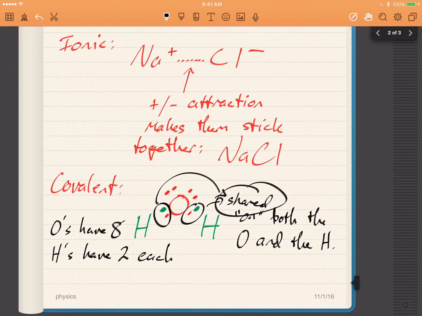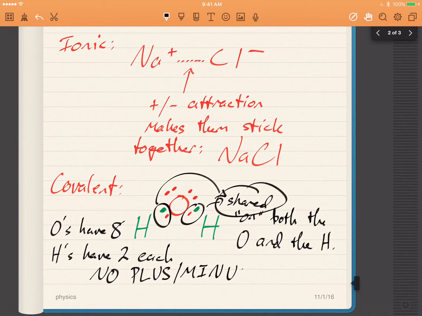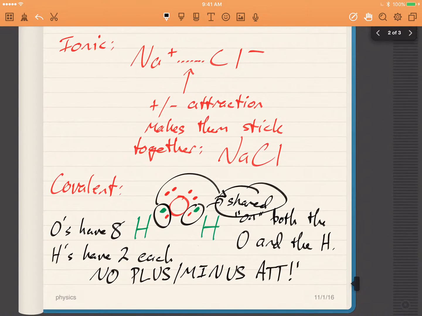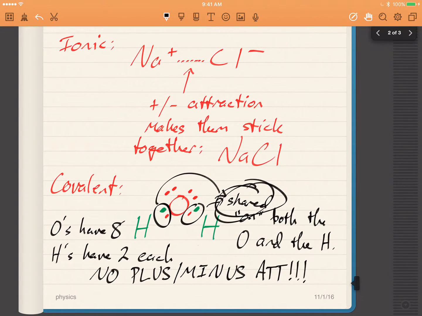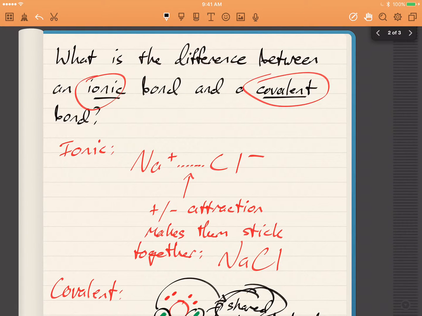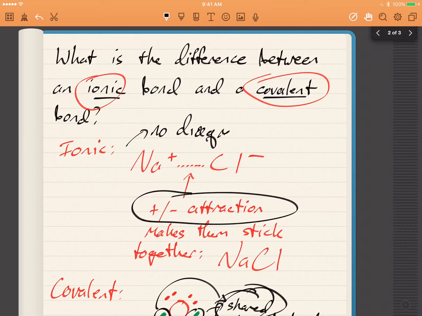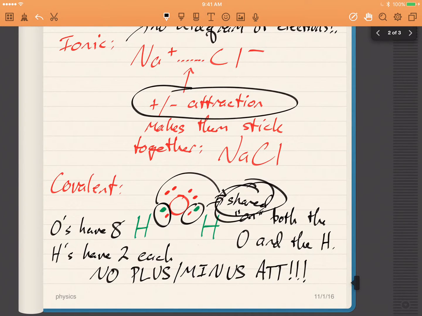So these are shared electrons. There are no plus-minus attractions. It's all based on these shared electrons. So the big difference between them is that ionic is based on the plus-minus attraction, there's no diagram of electrons, right? But when you want to draw a picture of a covalent situation, you always focus on the shared electrons, and there is no plus-minus attraction. That is the difference.